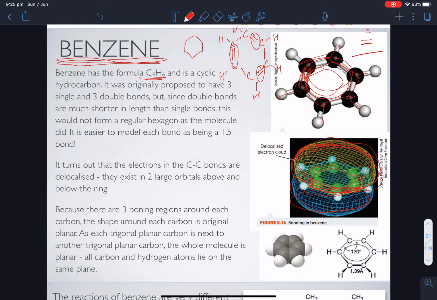Okay, so as I was saying, 3 bonding regions around each carbon. The shape around each carbon is trigonal planar. And because these are not single bonds, they don't rotate. They're more than single bonds. So the whole molecule itself is planar, as I was just talking about before. Planar with delocalized electrons lying above and below.